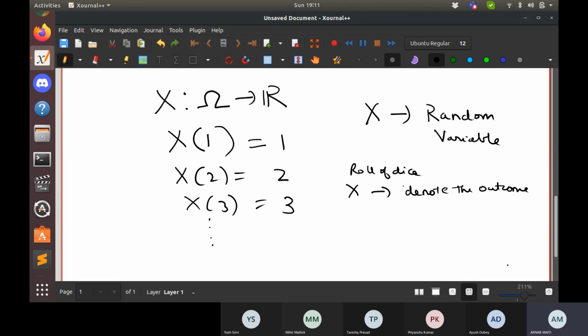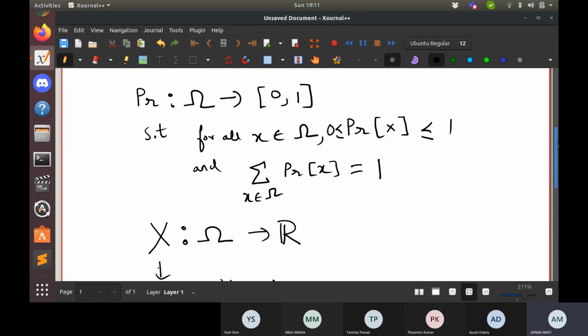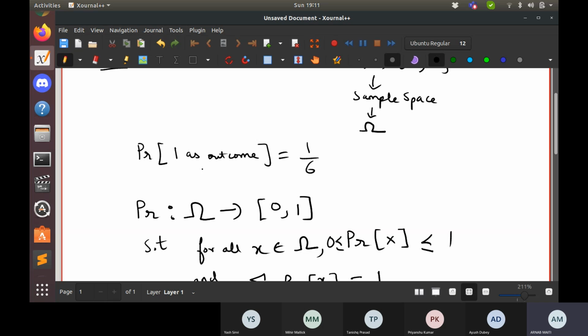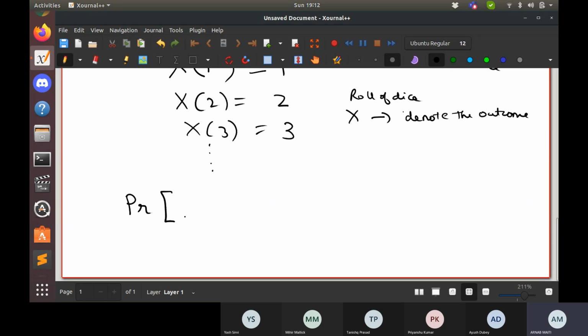Now, what's the advantage of such random variables? The first thing is the ease of writing mathematical equations. Previously, I was writing the probability that 1 will come as the outcome. It's pretty verbose, and it doesn't look good mathematically. Now you have the luxury of writing probability of x equal to 1 is 1 by 6. What does this mean? The probability that the outcome of the dice is 1. In this way, you can mathematically write probability statements using random variables.